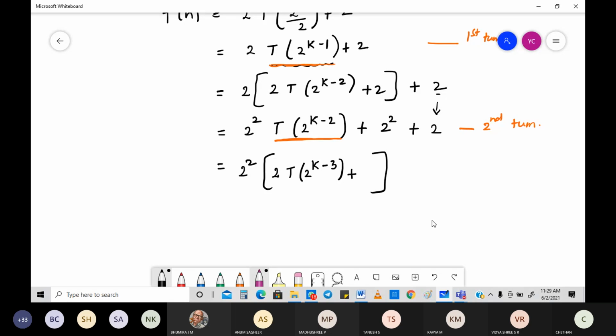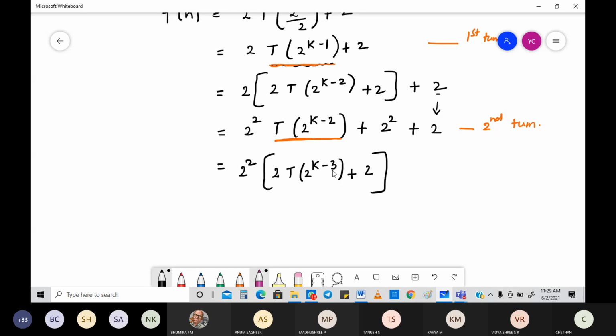See again the same old thing, 2t, 2k minus 2 plus 2. I've written the same thing here, 2t, 2k minus 3, because we are figuring out the third term, plus 2. I'm writing the same thing, nothing new. There is no new thing here, just the same old thing. Then I write the same thing here.